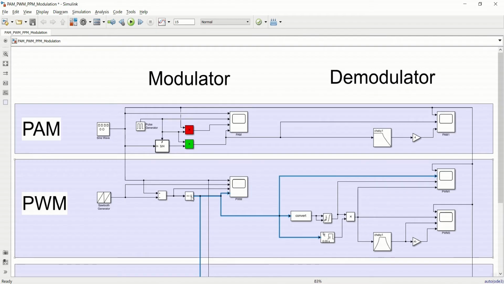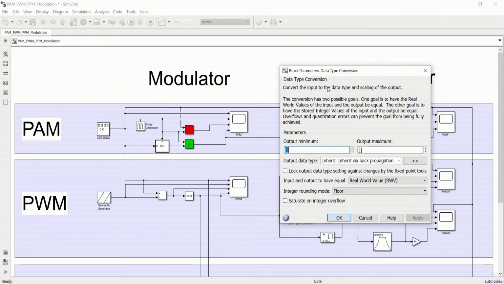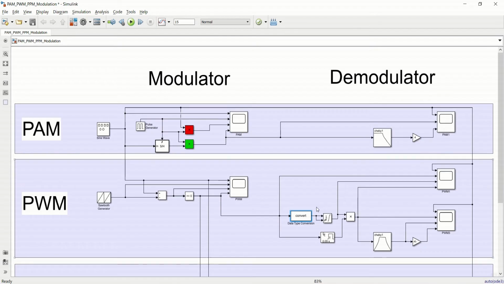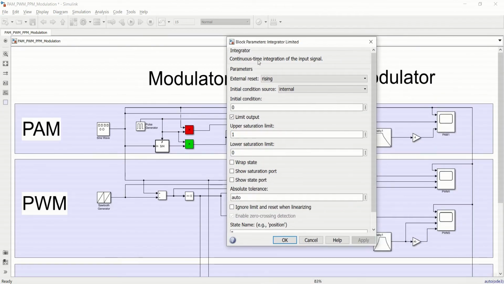This pulse width modulated signal is coming out of this comparator, and the output of this comparator is in terms of Boolean logic. So we use this convert block that converts the data type, which is required at the subsequent block. In the subsequent block we have an integrator, that is continuous time integration of the input signal, and we have an external reset at the rising edge with initial conditions source as internal, and we press OK to this block.